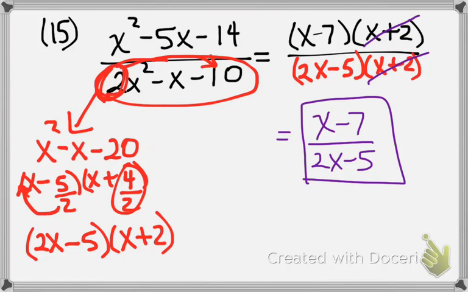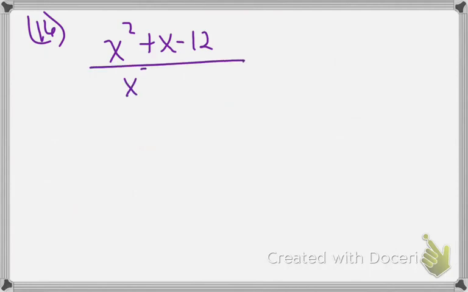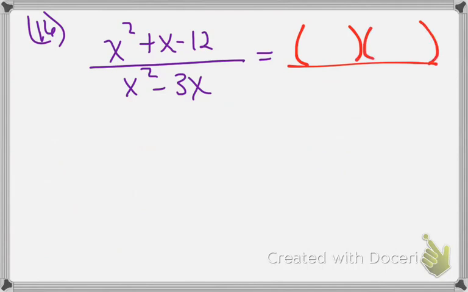Okay, for number 16, we have the same situation. We're still simplifying. This one's a tiny bit easier because the denominator is going to be a little bit easier to factor than what we had before. Alright, so we're going to factor this. What multiplies to give me 12 and adds to give me +1? So I'm going to use 4 and 3 and make 4 be positive and 3 be negative so that they add up to be +1.